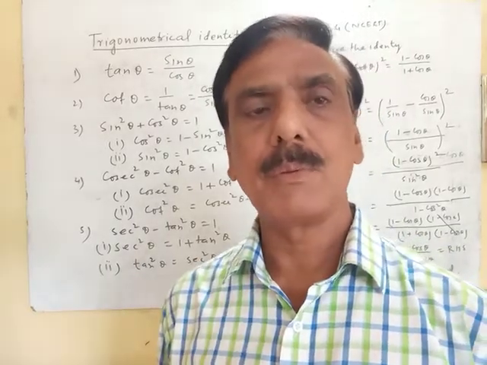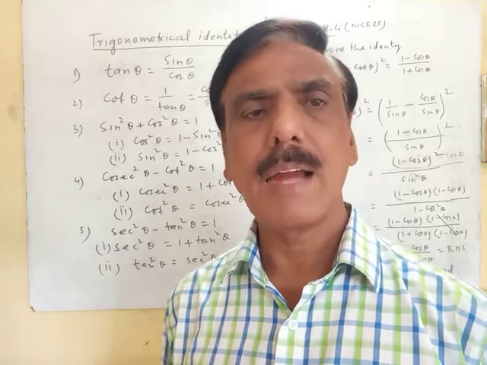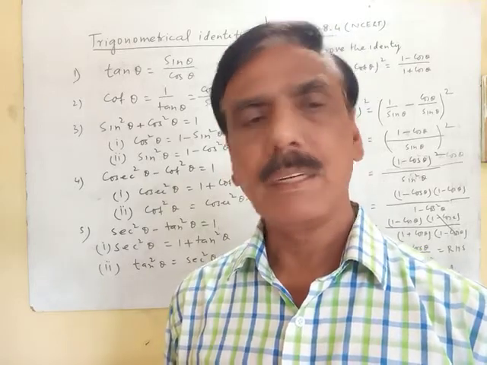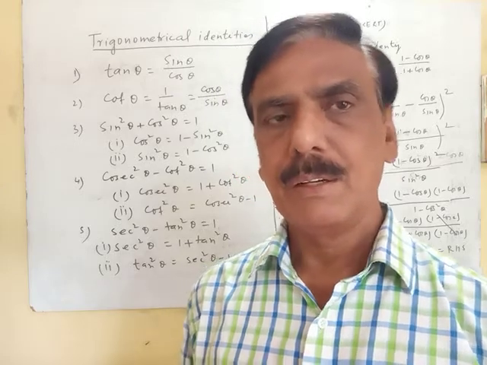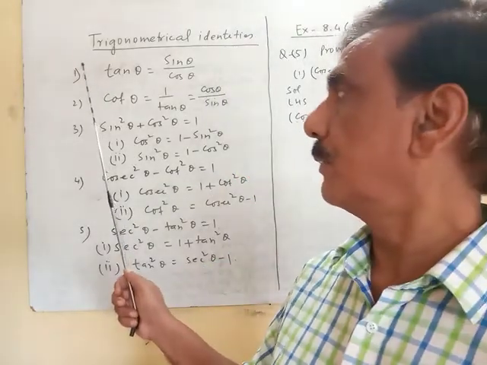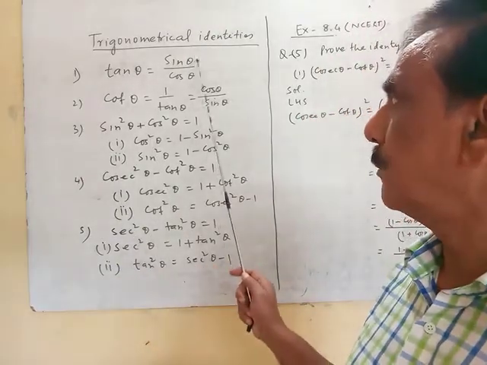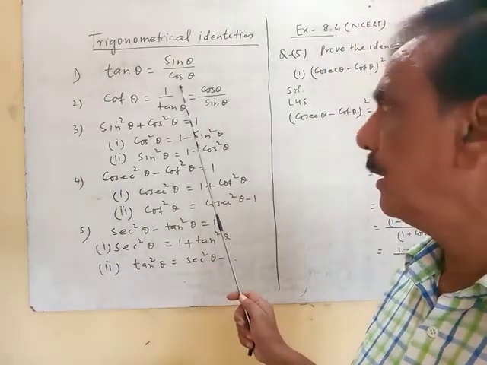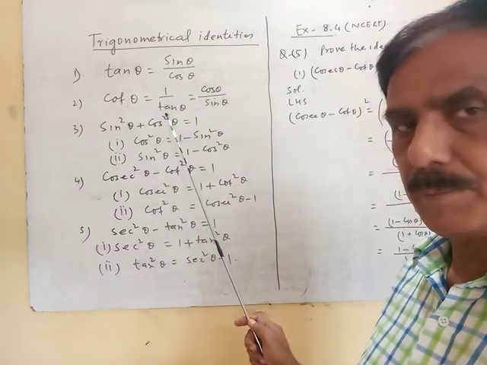Hello, today I am going to explain trigonometrical identities. Identity means formula. In trigonometry, you will find so many small formulas. These are your standard ones. So tan theta is equal to sin theta by cos theta. Now cot theta is equal to 1 by tan theta.